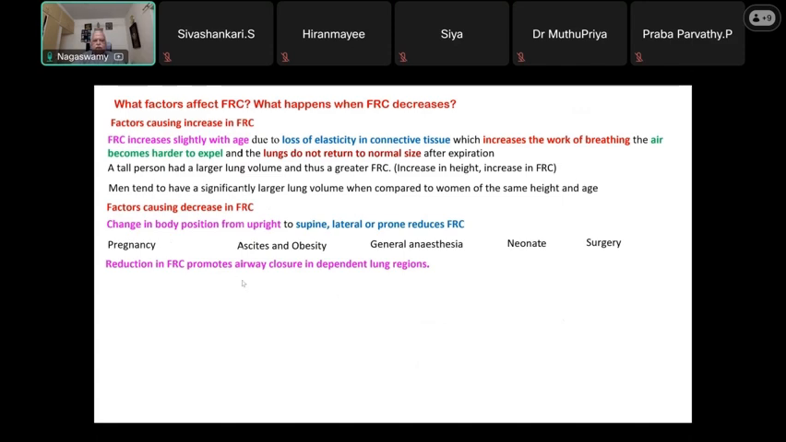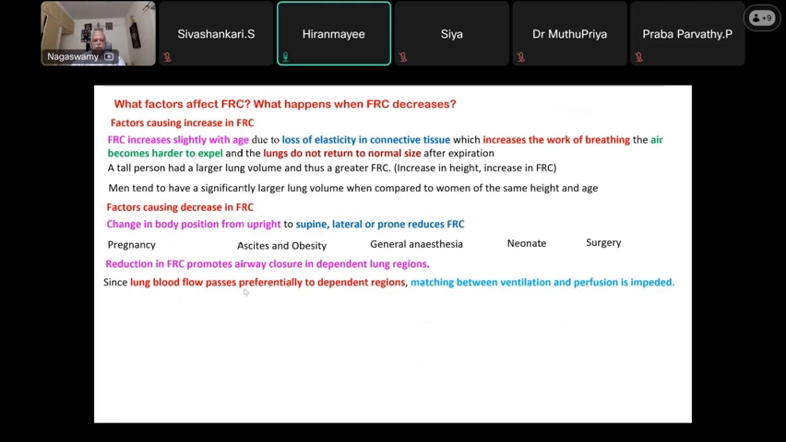And reduction in FRC promotes airway closure in the dependent lung regions. That is another factor. So if the airways close earlier in the dependent lungs because of the reduction in FRC, what will happen? Lung blood flow passes preferentially to dependent regions, so matching between ventilation and perfusion will be impeded, and this may result in a V/Q mismatch, or ventilation perfusion mismatch, can happen.